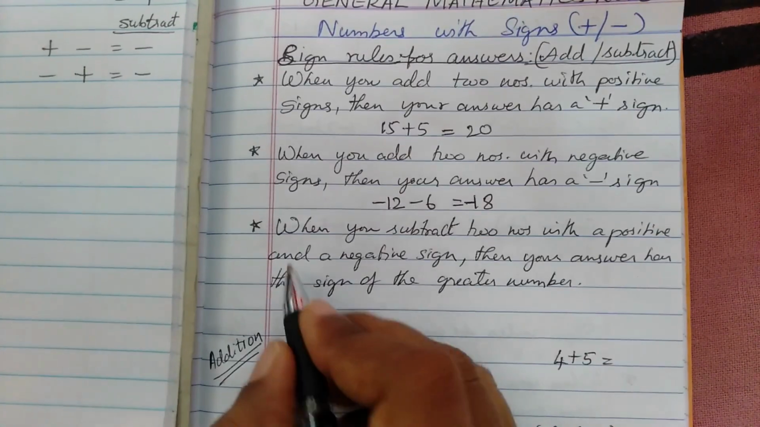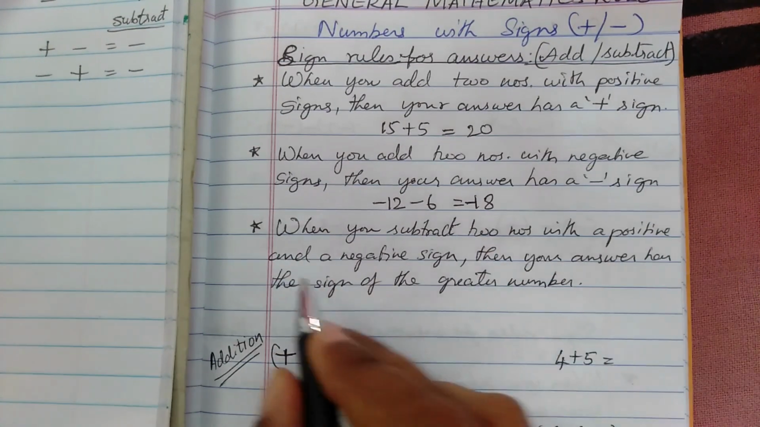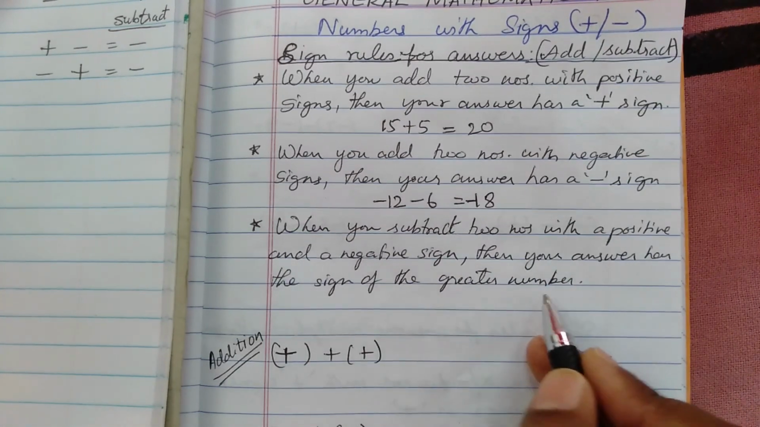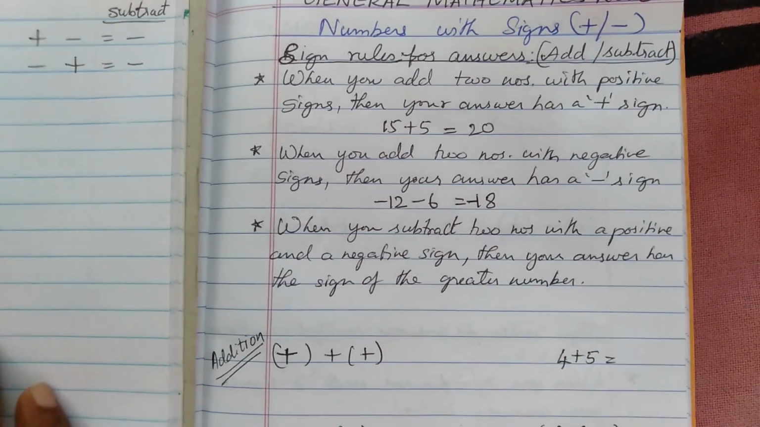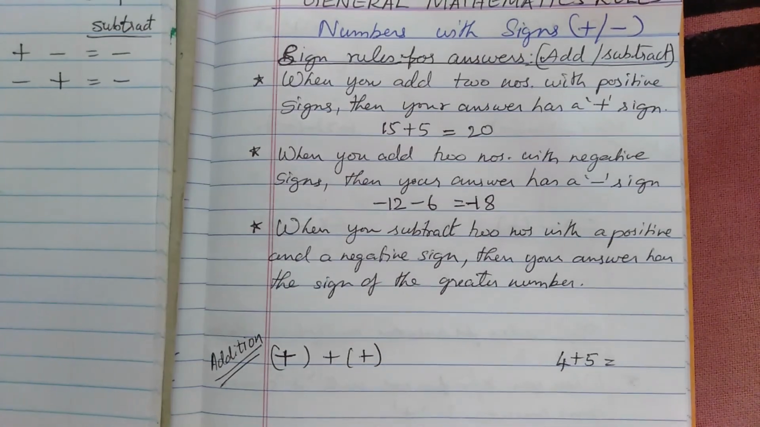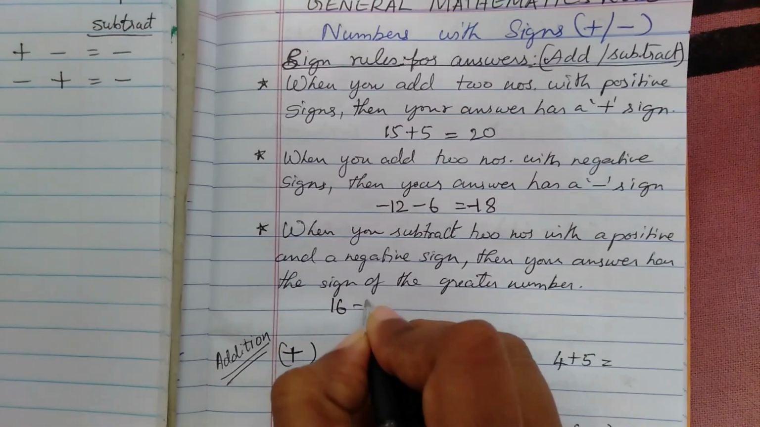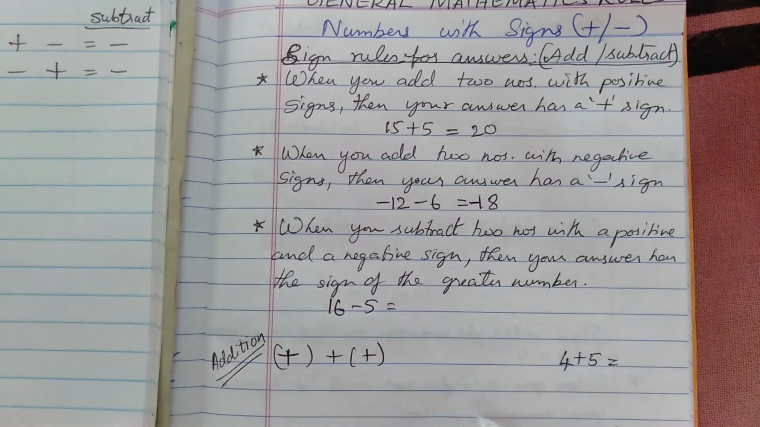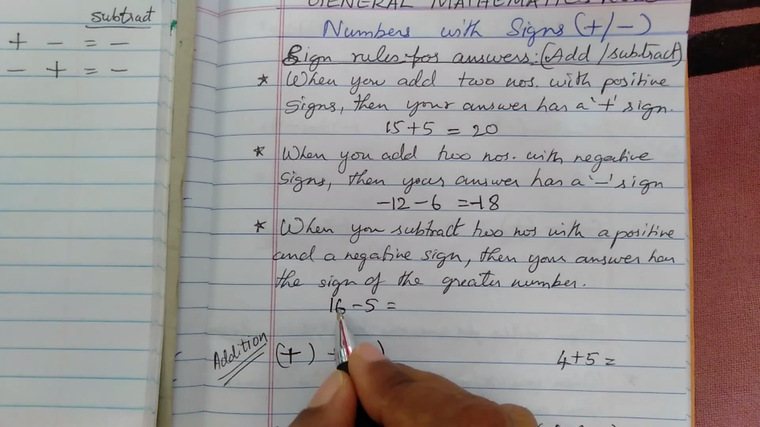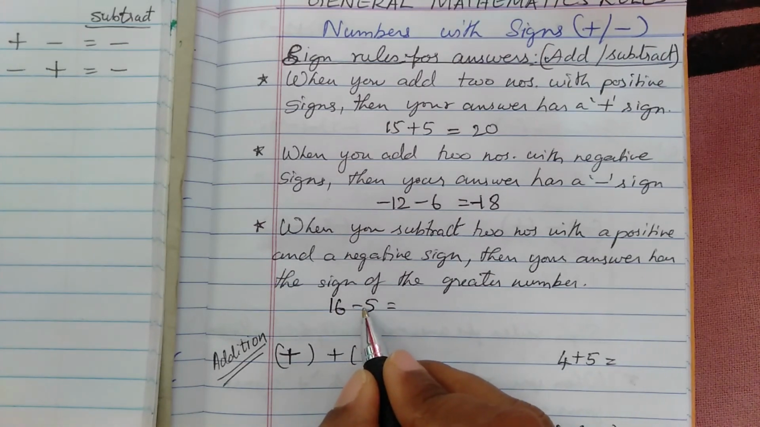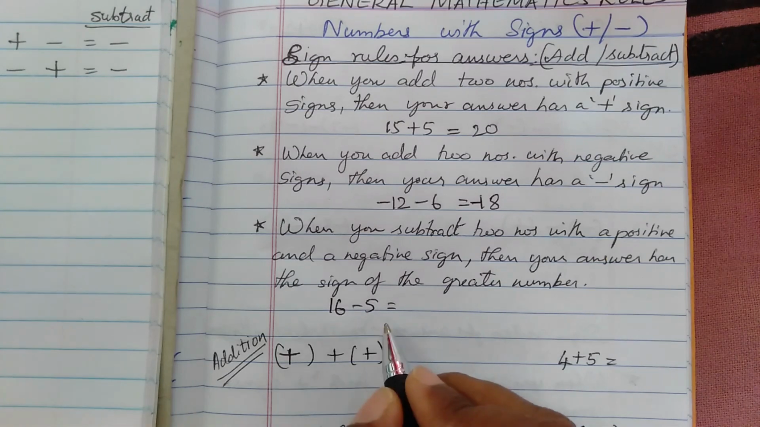Then the next one is, when you subtract two numbers with a positive and a negative sign, then your answer has the sign of the greater number. Now here you have 16 minus 5. 16 doesn't have a minus sign, so 16 is a positive number, but 5 has a minus sign in front of it. So what does it mean? 5 is a negative number.